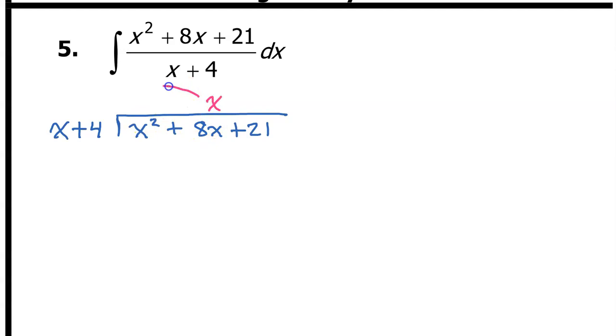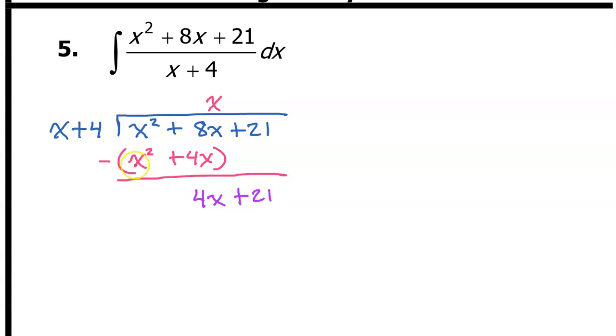Then you take this answer and do the distributive property right through here. So x times x is x squared. x times 4 is 4x. And then you subtract. So, x squared minus x squared is 0. 8x minus 4x is 4x. And you bring down the 21.